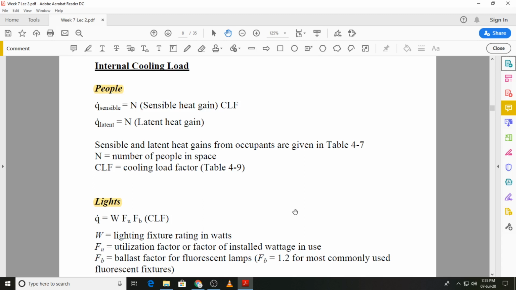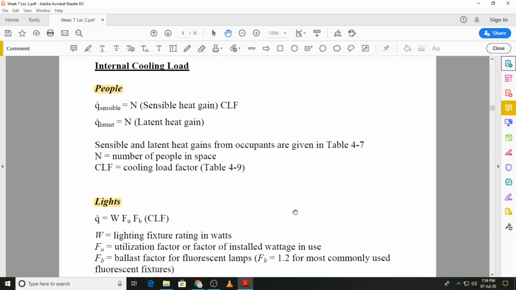For example, if we have lights which have a total wattage of 4000 watts and we are using 3000 watts out of those 4000 watts, then the usage factor or the utilization factor will be 3 by 4 or 0.75. If it is not given to us, we will assume that all the lights are being used and the utilization factor value will be taken to be 1 by default if it is not given to us.